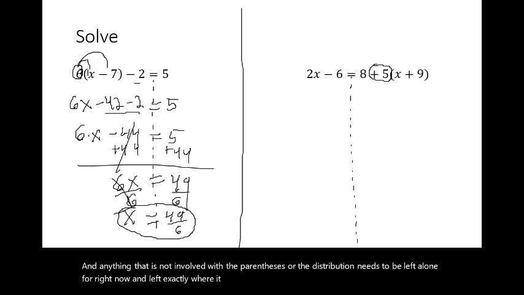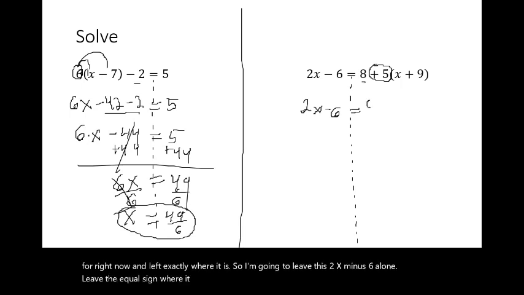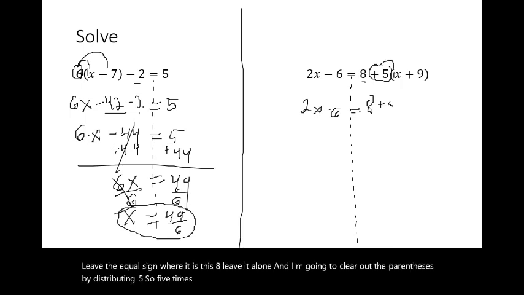So I'm going to leave this 2x minus 6 alone. Leave the equal sign where it is. This 8, leave it alone. And I'm going to clear out the parentheses by distributing 5. So 5 times 1x is positive 5x. And then 5 times 9 is positive 45.